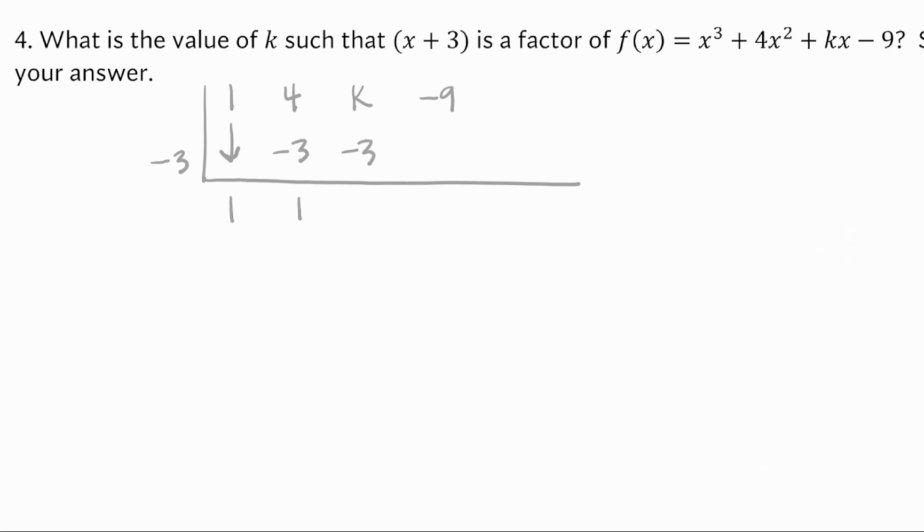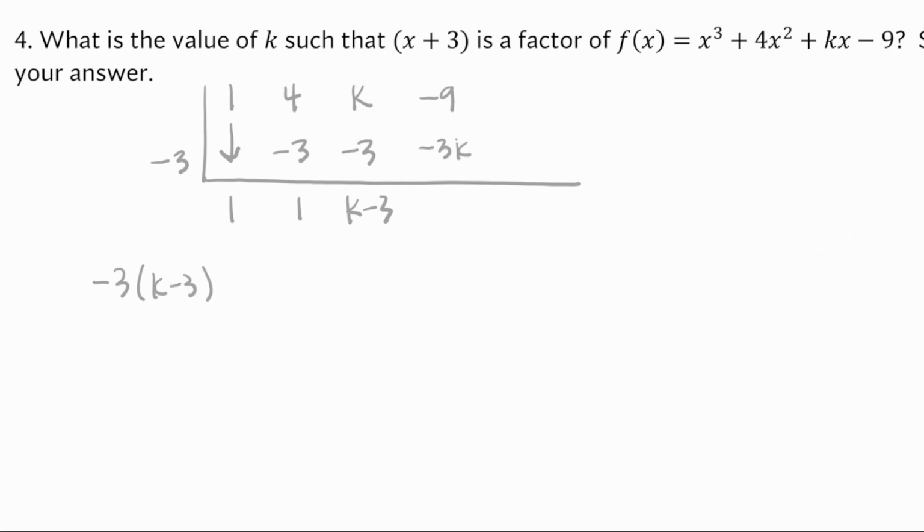And then when I go to add these together, k plus negative 3, these aren't like terms, so I just have to keep them separate. k plus negative 3, that's k minus 3. Just making sure I did that all right. Yeah. Then I multiply k minus 3 by negative 3.